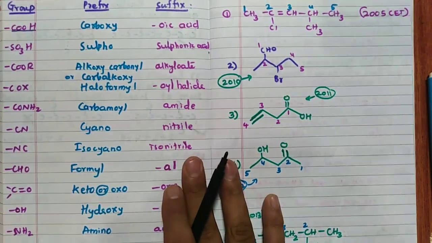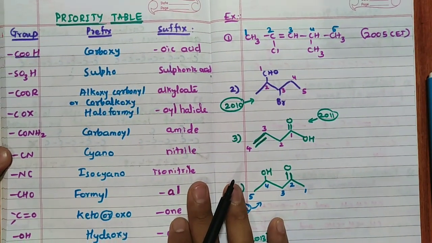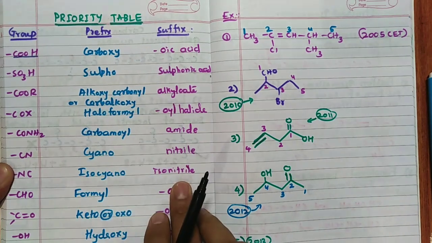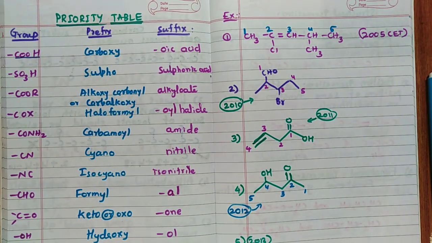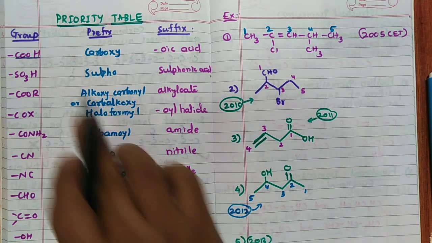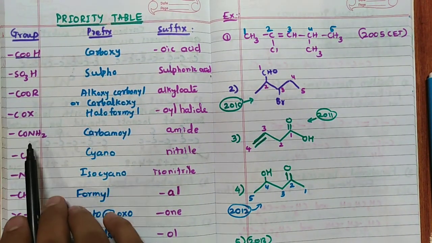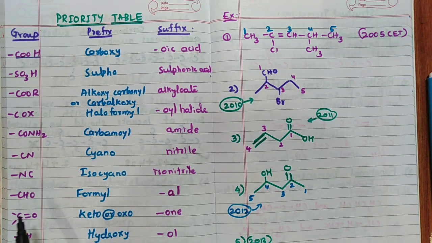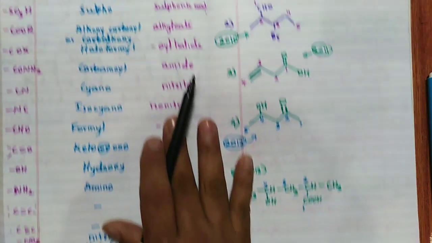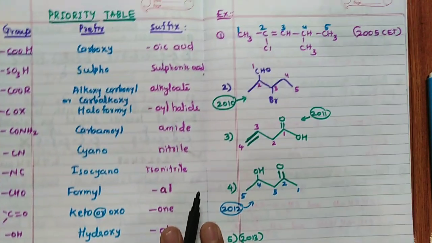Then this table I will give you, very, very important, my dear students. Note down this point. This table. Here I have written the priority table in order, from highest priority to lowest priority. Remember these groups: COOH group, SO3H, COO or ester, acid halide, amide, cyanide, isocyanide, aldehyde, ketone, then alcohol, amine, double bond, triple bond, NO2, then lastly halogen. This is the order you have to remember.